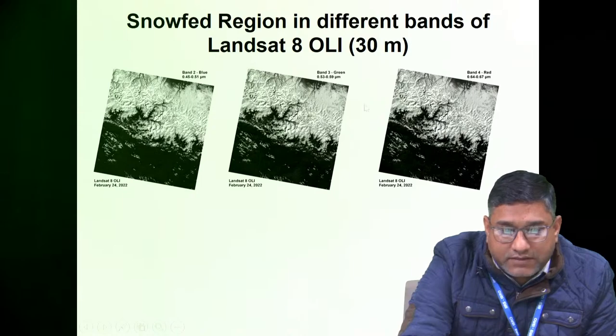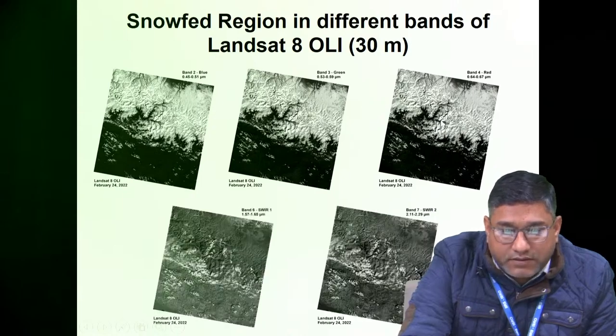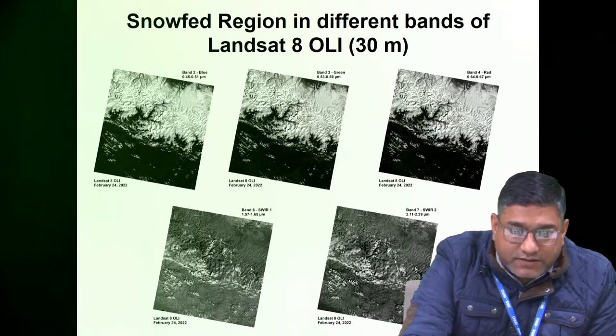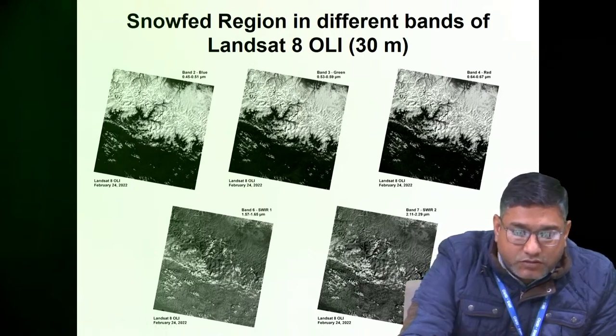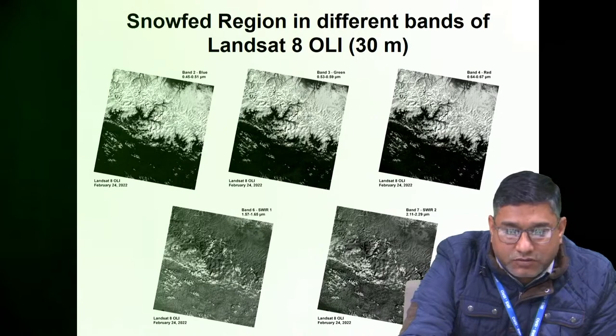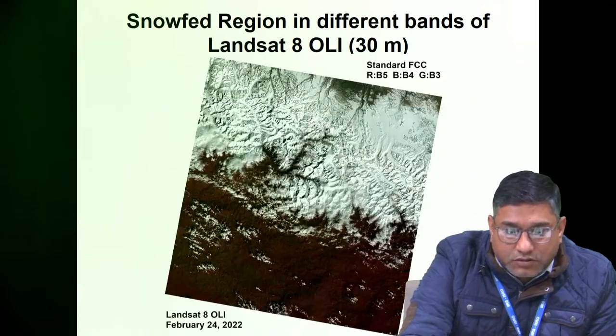Similarly, you can see in the Landsat 8 OLI sensor, 30 meter data. These are the different bands, blue, green, red, and you can see again SWIR 1, SWIR 2, how the snow will appear in these bands. So based on the spectral signature in different wavelength regions, we can identify the snow, and we can map the snow using the remote sensing data. So this is the false color composite of the Landsat data set.